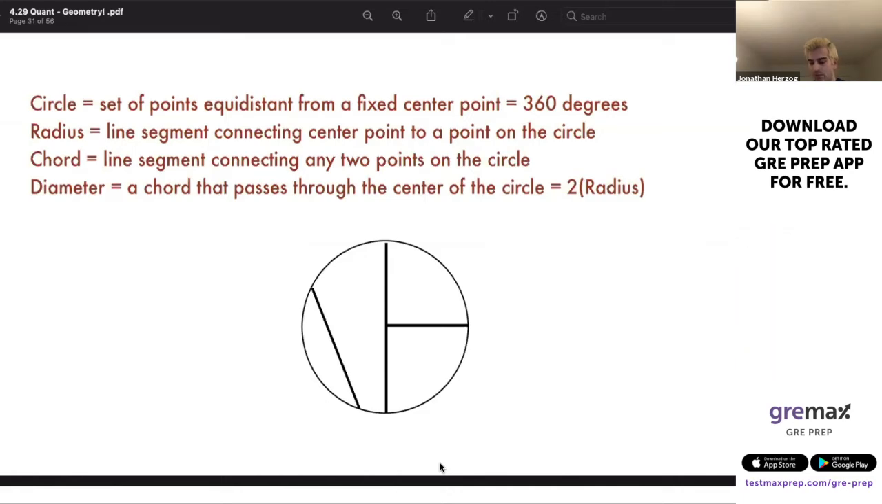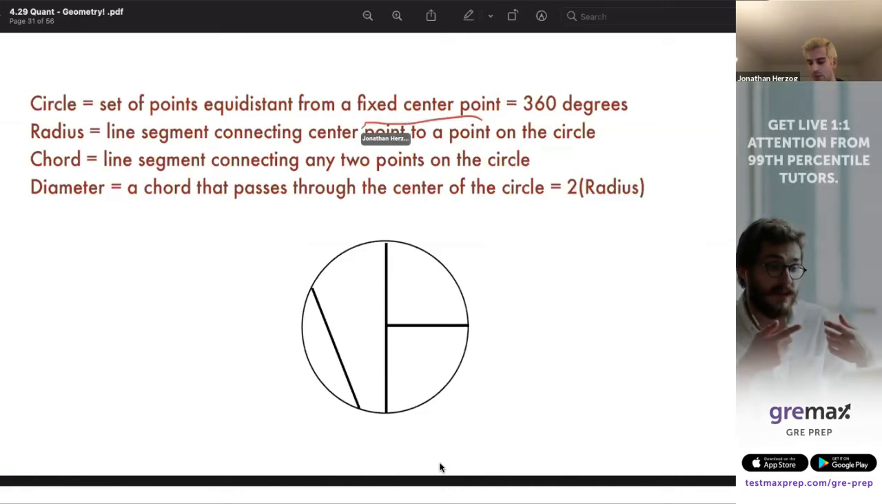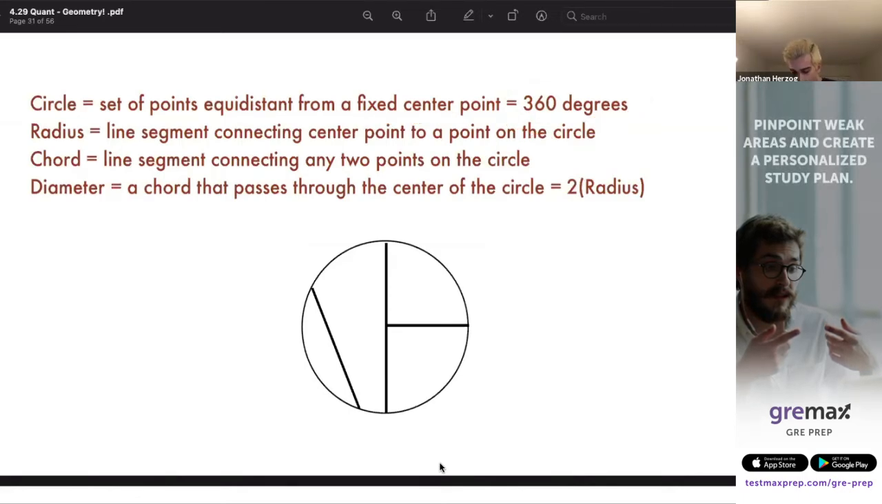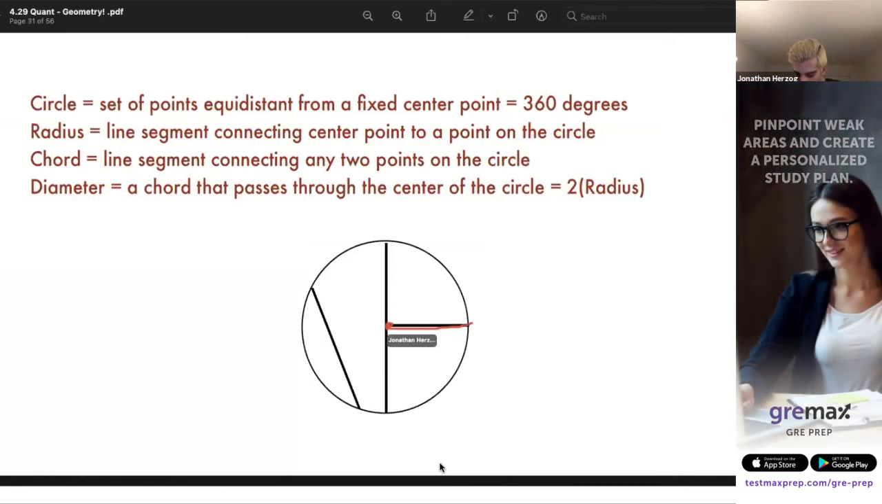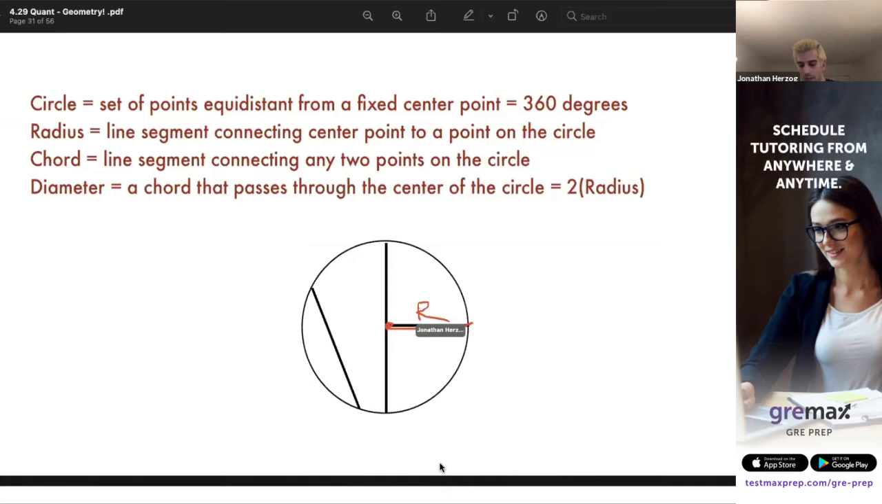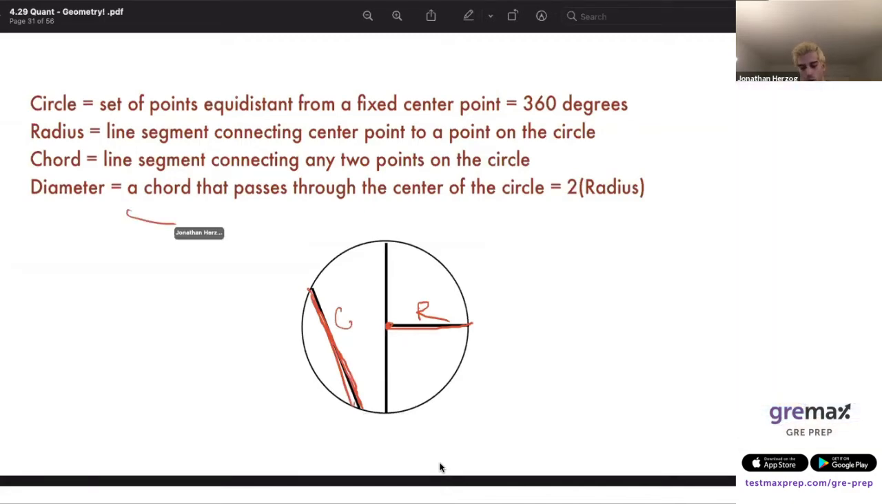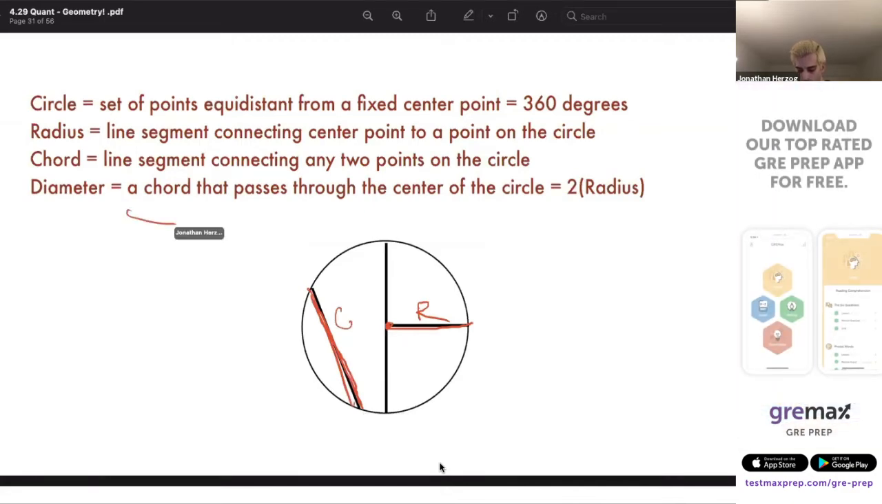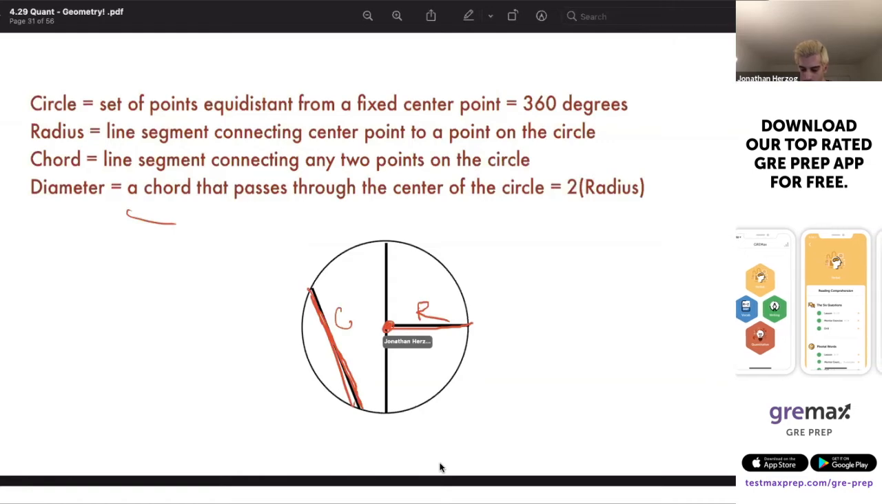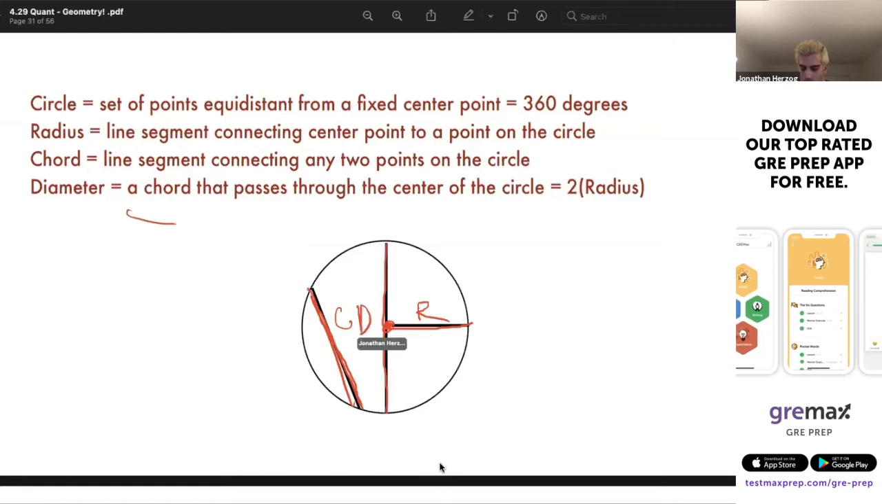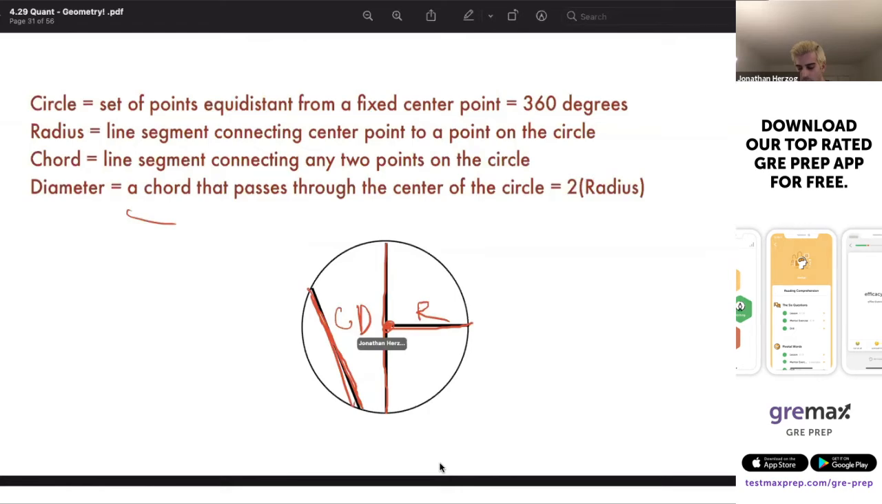Set of points equidistant from a fixed center point has a total of 360 degrees. The radius is the line segment connecting the center point to a point on the circle. Chord is a line segment connecting any 2 points on the circle. Diameter is a chord that passes through the center of the circle. It turns out that diameter is equal to 2 times the radius.